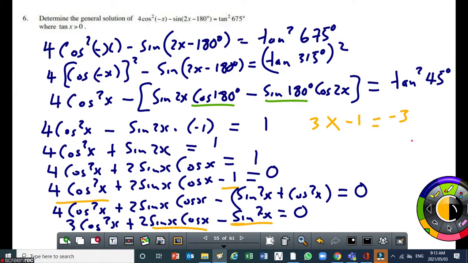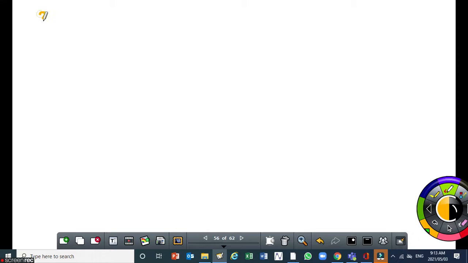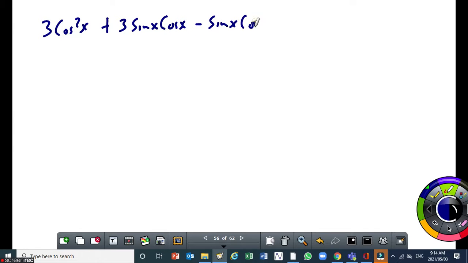Now, on the next page, I'm going to start by saying 3 cos squared x, right? That will be plus 3 sine x cos x minus sine x cos x. And then here I'm going to put my minus sine squared x, and that's equal to 0. Then I'm going to factorize by grouping.